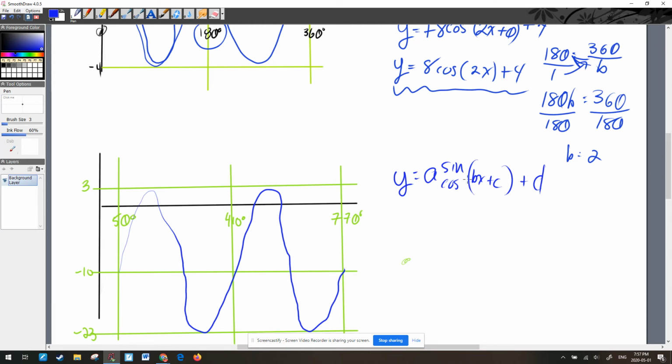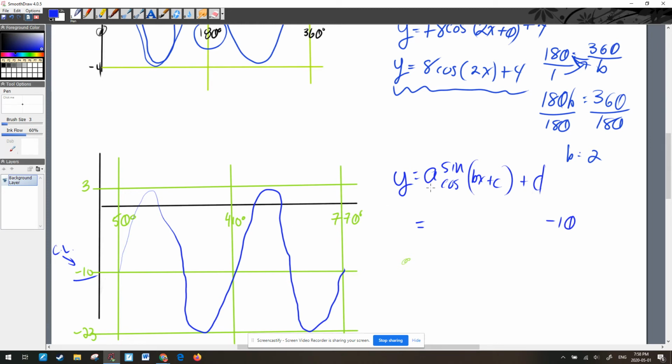Okay, so let's start going through this. So D is our center line. Pretty easy, we can spot that. There it is right there. It is -10. So I know whatever is going on at the front, I know there's a -10 hanging off the back to ensure that we have a center line at -10.